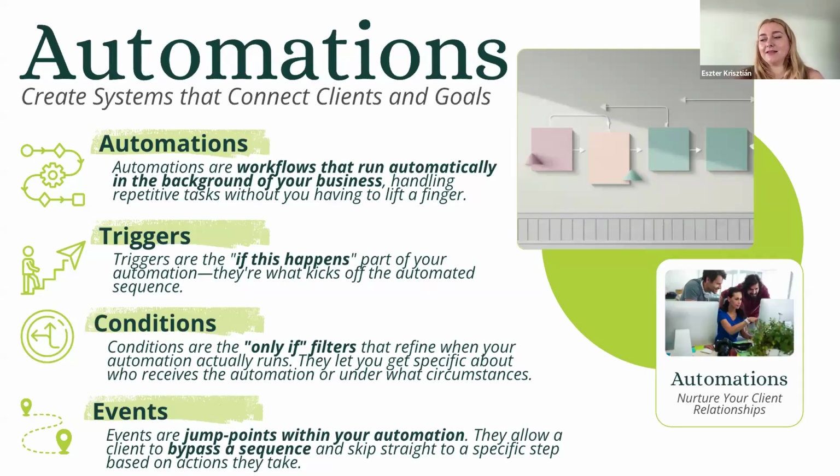And then your events are more, I guess, actions or jump points within your automations where clients do something or something happens. And because of that, they might end up in a different part of the automation. So instead of going through a sequence, they've already done an action. So it will recognize the action and jump there within the automation.